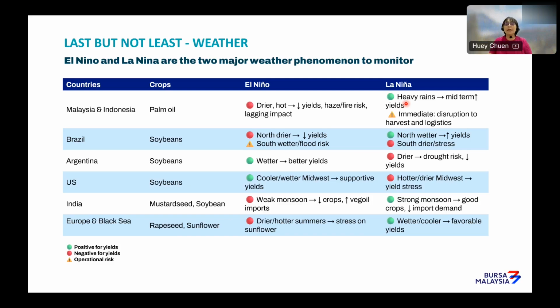So you have to monitor this, and I do a very quick summary in this one slide. What happens is, when there is an El Nino, Malaysia and Indonesia will be dry, then the yield will drop. When there's a La Nina, the immediate impact is a disruption, but in the midterm it is higher, as water is good for palm. For Brazil, you have to see the Brazil weather: is it the northern side or the southern side, and how the weather impacts. El Nino is wet in Argentina and the US, and La Nina is dry.